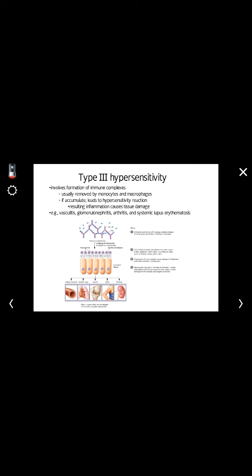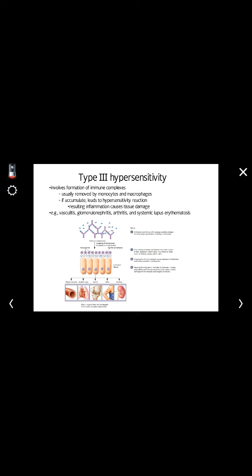Type 3 hypersensitivity involves formation of immune complexes, usually removed by monocytes and macrophages. If they accumulate, it leads to a hypersensitivity reaction. The resulting inflammation causes tissue damage, vasculitis, glomerulonephritis, arthritis, and systemic lupus. Basically, antibody combines with excessive soluble antigen, forming large quantities of antigen-antibody complexes.